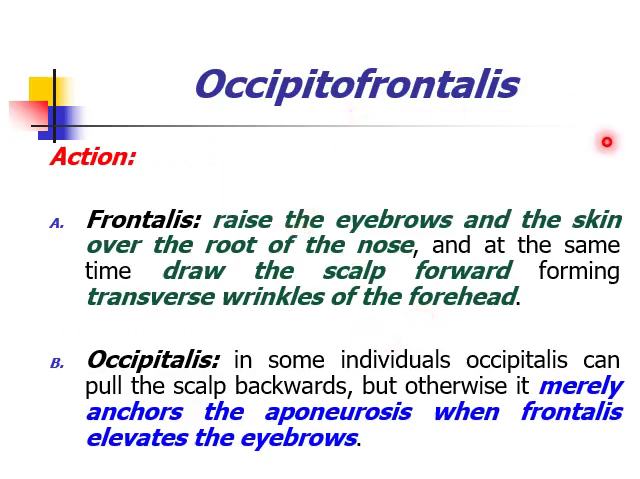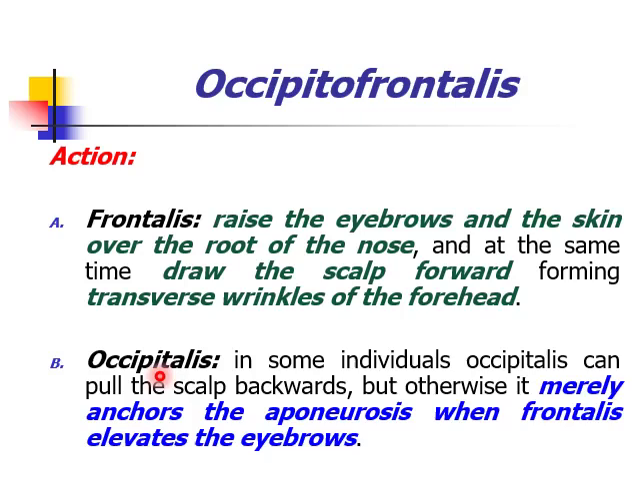The action of the occipitofrontalis is very simple. If I anchor the muscle from its back and work at the frontal aspect of the muscle, the frontalis muscle will raise the eyebrows and the skin over the root of the nose. At the same time, it draws the scalp forward, forming transverse wrinkles of the forehead. So if we're having wrinkles at our forehead caused by the raised eyebrows, this is formed by the frontalis muscle, the frontal bellies of the occipitofrontalis.